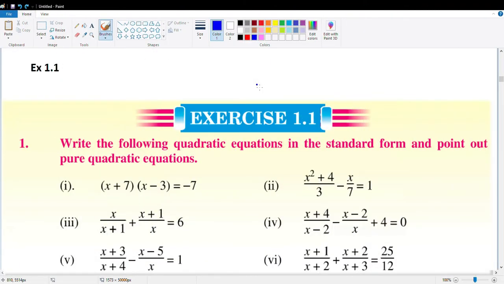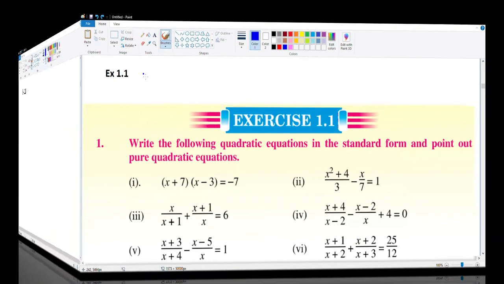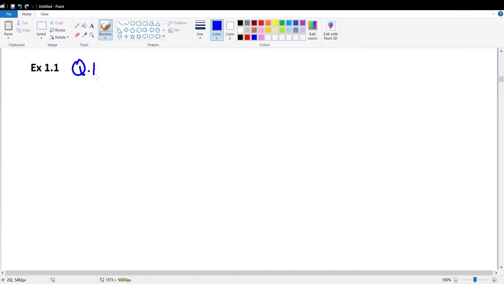What the first question asks us to do is to write the quadratic equations in standard form and point out the pure quadratic equations. So I'm going to write question number 1 now. Question number 1, part number 1. The first part is (x + 7)(x - 3) = -7.